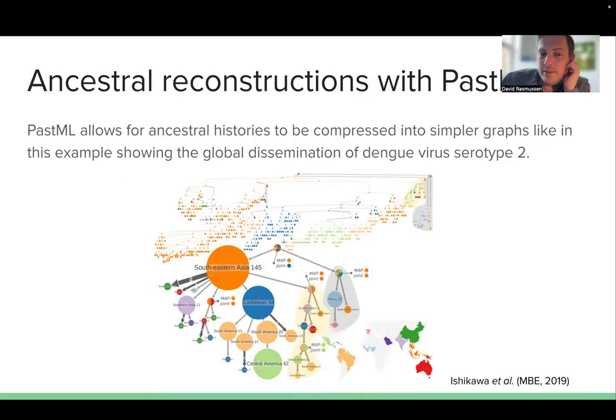PastML is also cool because it has this nice visualization feature where you can simplify the phylogeographic dispersal of a given pathogen. So in a case like this, where you have many samples from different locations, including maybe some samples that are very highly sampled, what PastML can do for you is reconstruct a simpler graph which shows the general pattern of how these viruses have moved from location to location without necessarily having to look at the full phylogenies underlying these inferences.